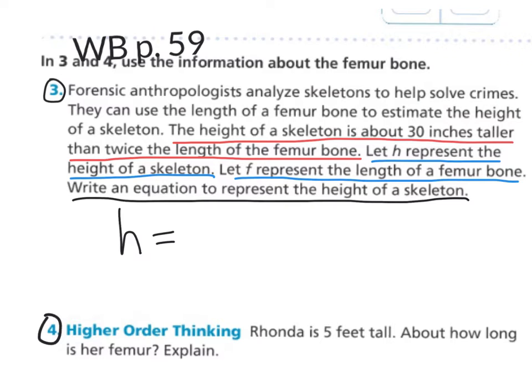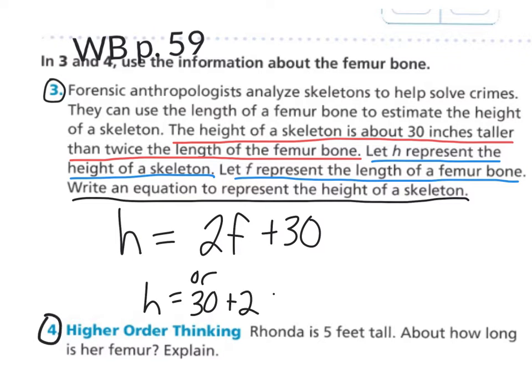So if F is the length of the femur bone, they're telling us here, F is the length of the femur bone. We have twice the length of the femur bone, so that would be 2F, 2 times F, and it's 30 inches taller than that. So it'd be 2F plus 30, or you could do 30 plus 2F would work also.